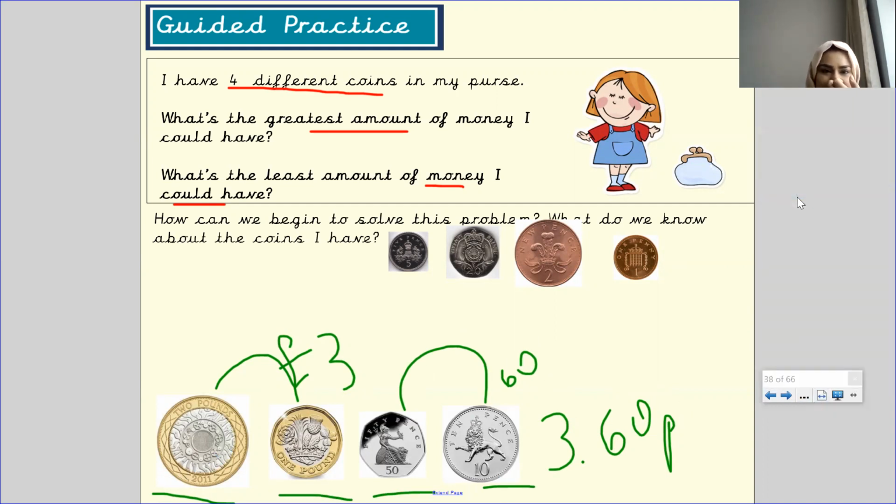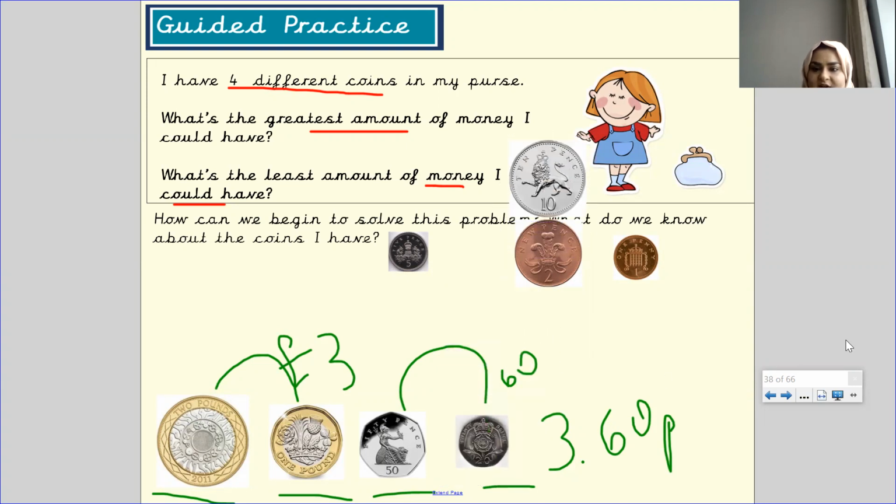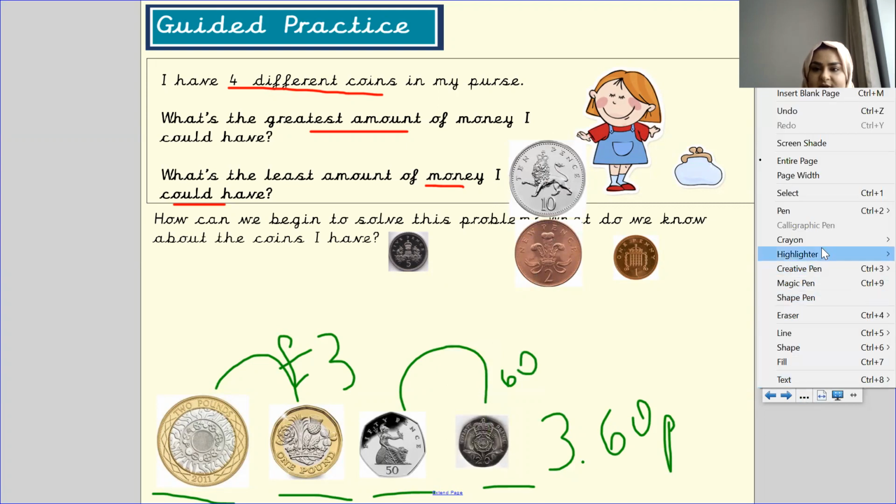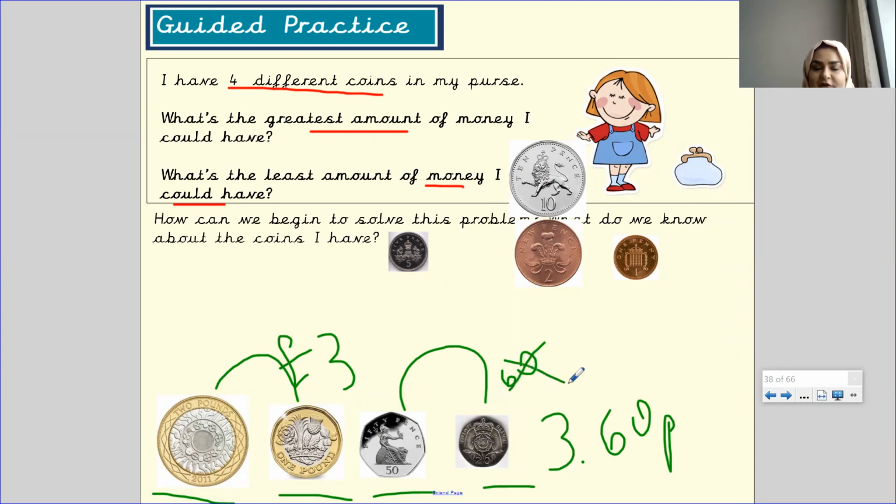Now, the least amount of money I could have with four different coins is, oh, Miss Mez actually made a boo-boo. Look, I made a mistake. 10 isn't one of the biggest coins. What could I change 10 for? Fantastic, 20. So now what I need to do is fix this by crossing this off. So it's not 60p I have, it's 70p that I have. So I have £3 70.